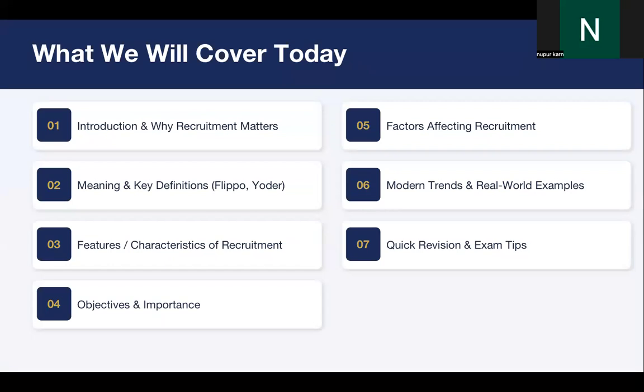So we are going to cover the following topics today. First one is introduction and why recruitment matters. Second one, meaning and key definitions given by scholars. Features and characteristics of recruitment, objectives and importance, factors affecting recruitment, modern trends and real world examples, and quick revision and exam tips. So these are all the topics that we are going to cover today.